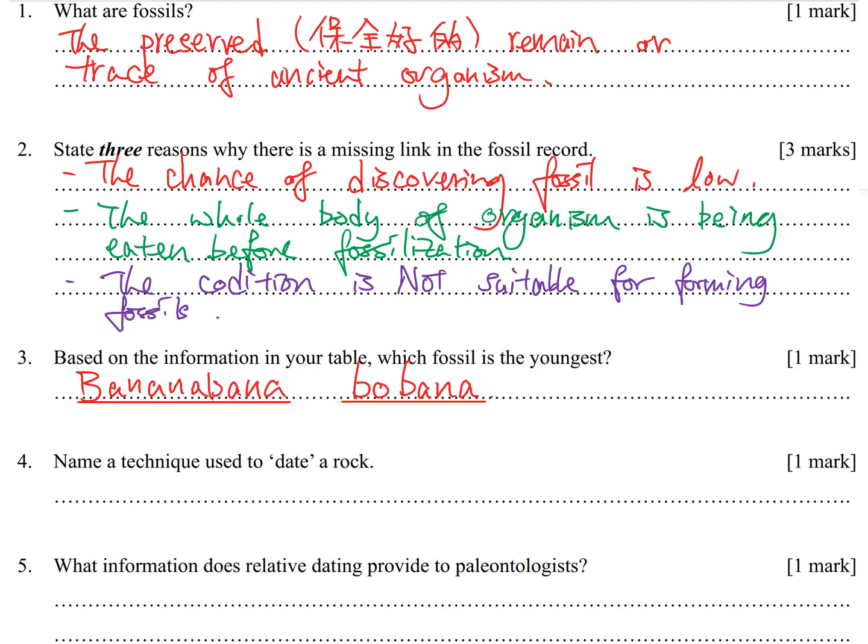Question 4. Name the technique which is used to date a rock. You should be using a radioactive method. We call it radioisotope dating. One of the examples is called carbon dating.